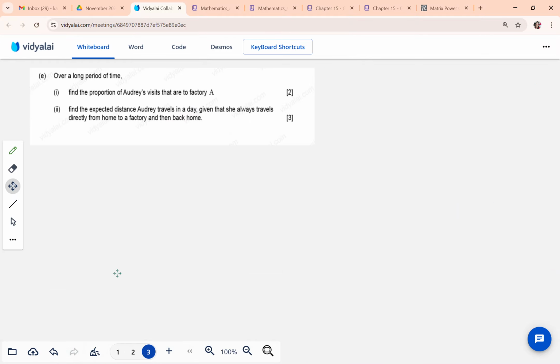So let's move on to the last part, E. Over a long period of time, find the probability of Audrey's visits that are to factory A. They are saying over a long period of time, and they have given us a transition matrix T, in which we have the probabilities of visits.